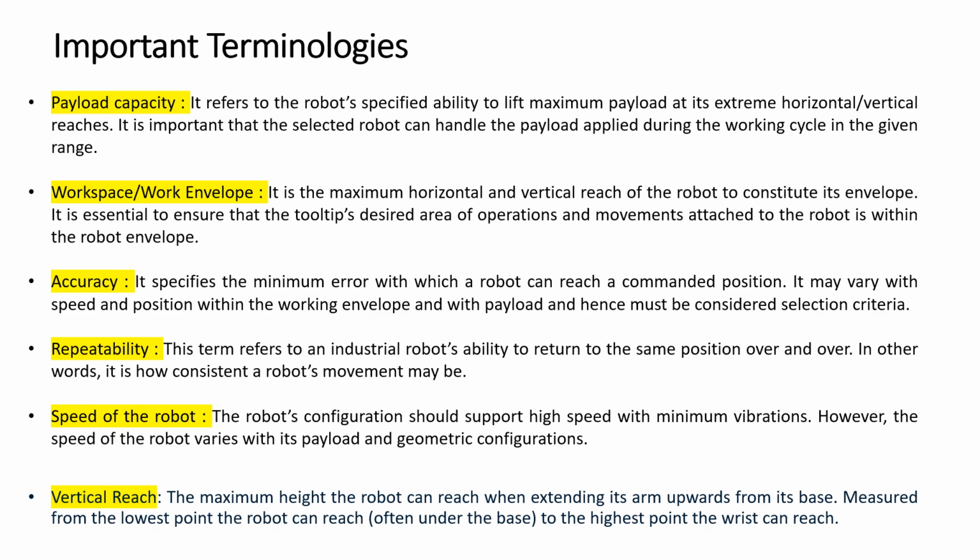Then the second important parameter is workspace, which is also called a work envelope, and it is the maximum horizontal and vertical reach of the robot to constitute its envelope. As we discussed, the robot will have some joints and links, and they will have some restrictions. They cannot move further than a specified point, and that will be in a space. So depending on whether you have an XY planar robot or a three-dimensional robot, it will form some envelope, a 3D space you can imagine, with whatever maximum reaches it has, and that is nothing but a work envelope.